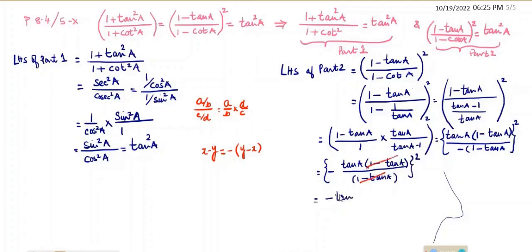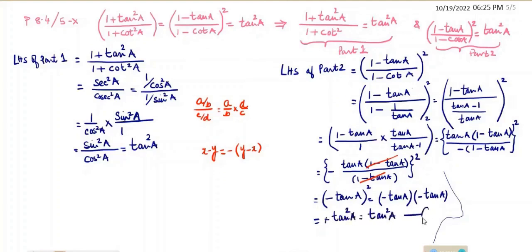Common factors will cancel each other. So we are left with a square of minus tan A, which is basically same as tan A multiplied by minus tan A multiplied by minus tan A. That is positive of tan square A. So we have proved the second part equal to third part. So in fact, we have proved the first part equal to second part equal to third part.